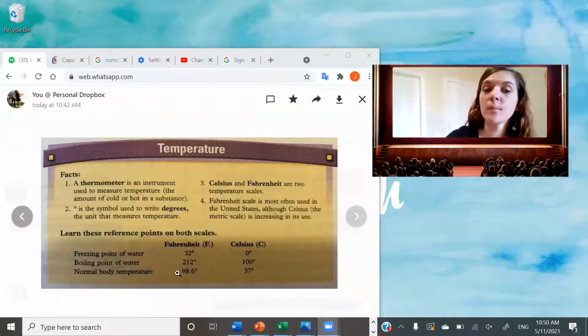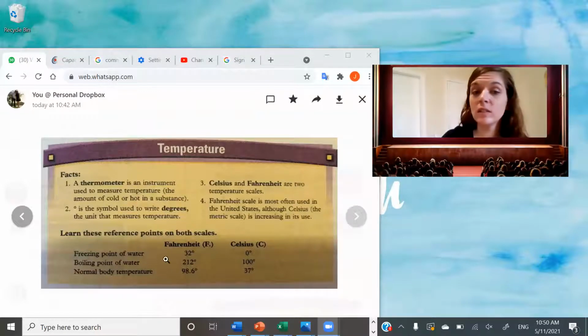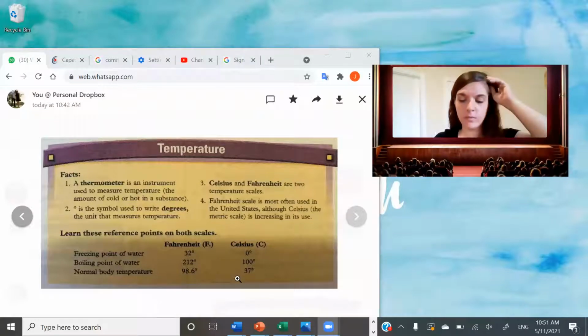So look down at your paper. 212 degrees Fahrenheit, and 100 degrees Celsius. You need to write them both with the F and the C.